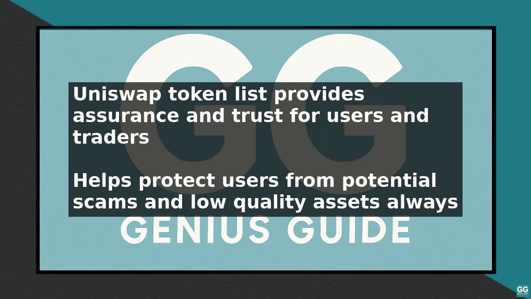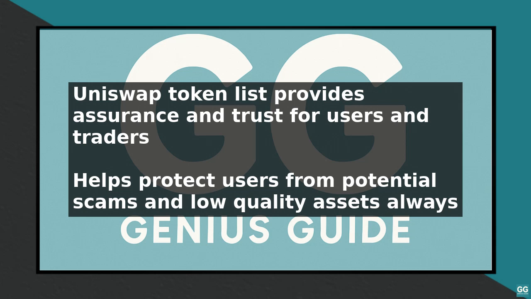One of the key benefits of the Uniswap token list is that it provides a level of assurance and trust for users. By only allowing tokens that have been thoroughly vetted to be listed, Uniswap can help protect users from potential scams or low-quality assets. This is particularly important in the cryptocurrency space, where the lack of regulation and oversight can make it difficult for users to distinguish between legitimate and illegitimate projects.